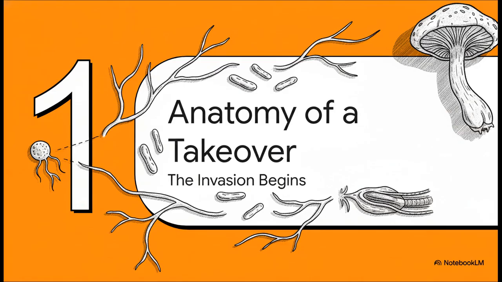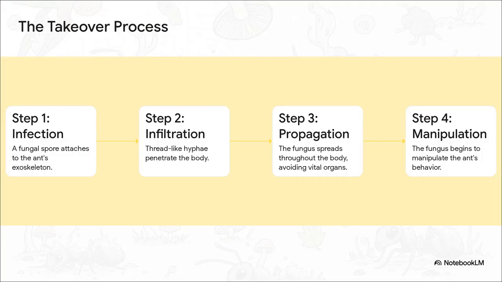Okay, so how does a tiny little fungus pull off such a crazy, complex heist? It all kicks off with one single microscopic spore and what is basically a perfectly planned invasion. Let's get into the anatomy of this takeover. This whole process is just a masterpiece of parasitic engineering, seriously. So first, a spore lands on the ant and just latches on. And it doesn't just hang out there. It actively starts to burrow inside using these tiny thread-like filaments called hyphae.